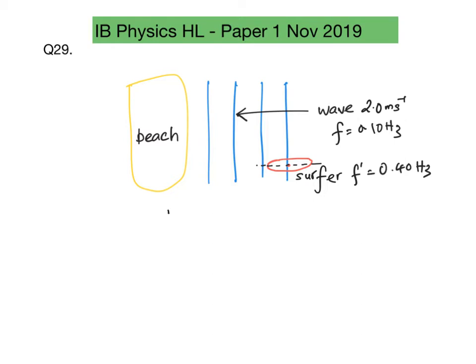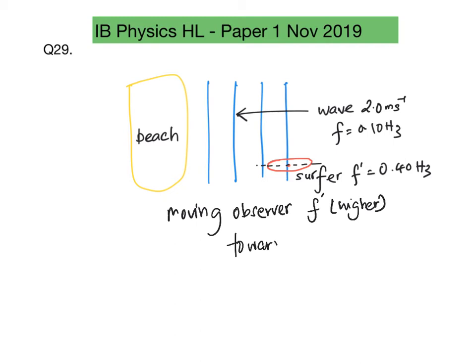a moving observer. In this situation, you can see that the frequency is much higher. It's much higher. And from there, you can see that the observer is moving towards the waves.